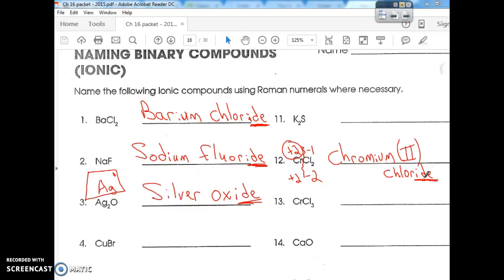When you look at the one directly below it, CrCl3, well now we have to do the same thing.